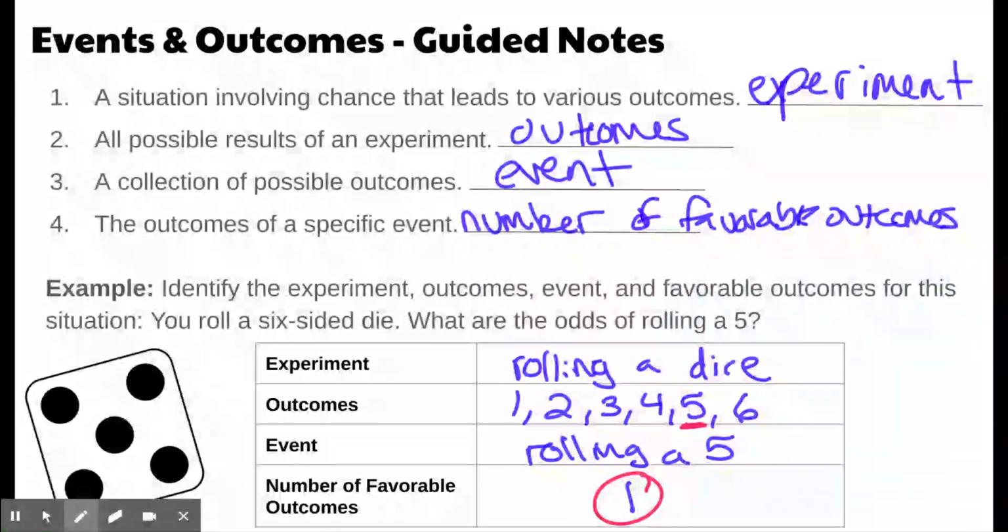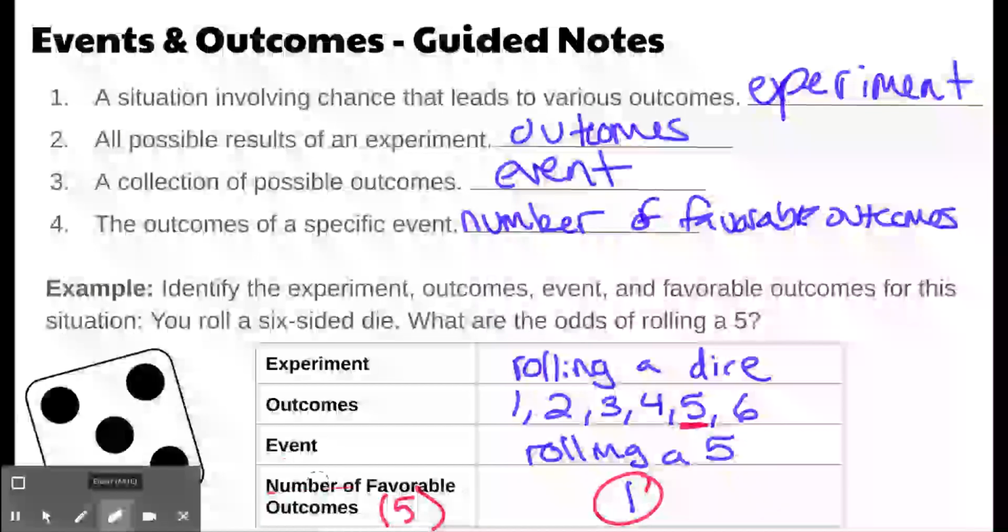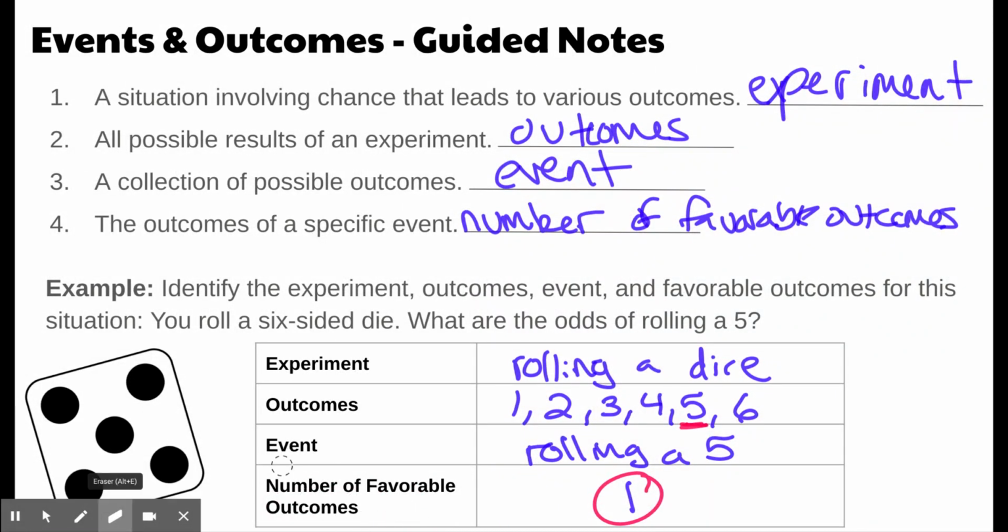Now, sometimes, instead of the number of favorable outcomes, you might be asked, what are the favorable outcomes? When you're asked this question, the answer would be 5, because that is the favorable outcome you are looking for. But when you're asked what the number of favorable outcomes is, that's 1, because there's only one possibility of rolling a 5.